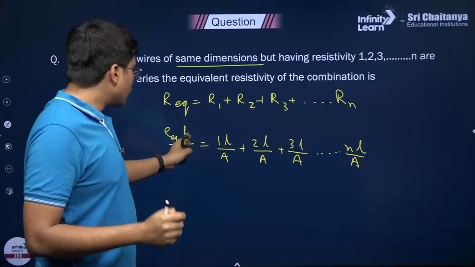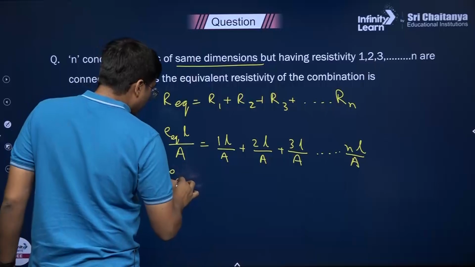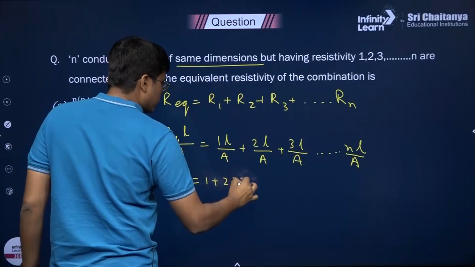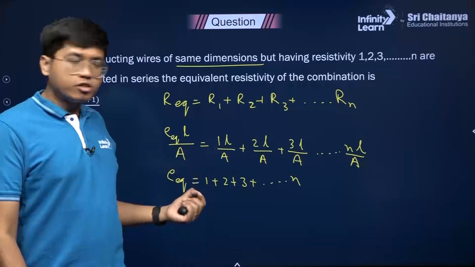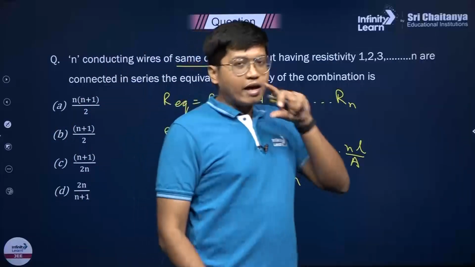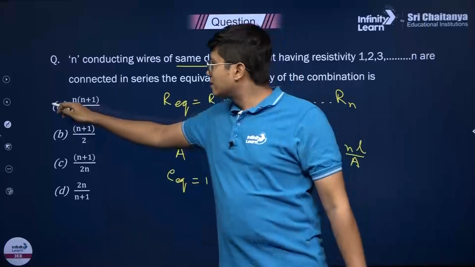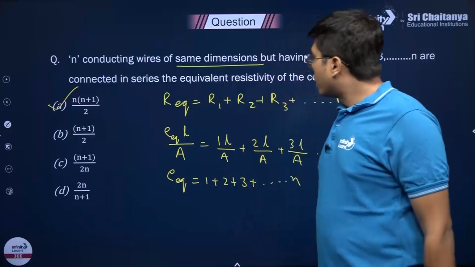Now you can cancel out L by A in the LHS and RHS, which will leave you rho equivalent, which is the resistivity, equal to 1 plus 2 plus 3 plus all the way till N. So you're effectively adding up natural numbers till N, and by the basic AP formula you know the relation for that is N into N plus 1 by 2. Alright, let's move on.